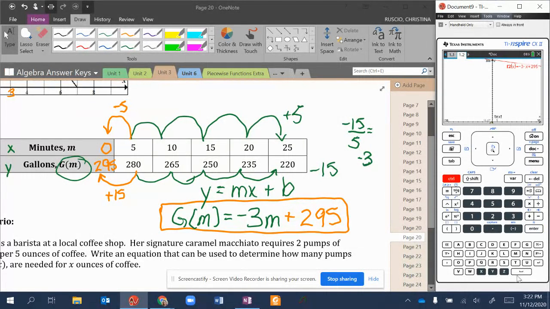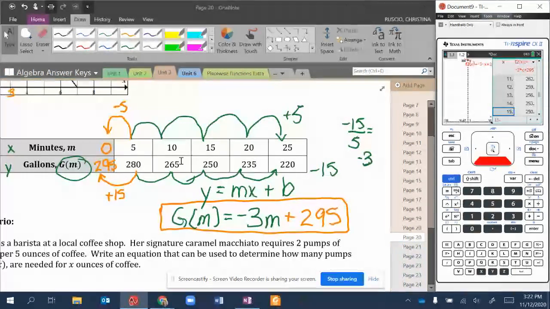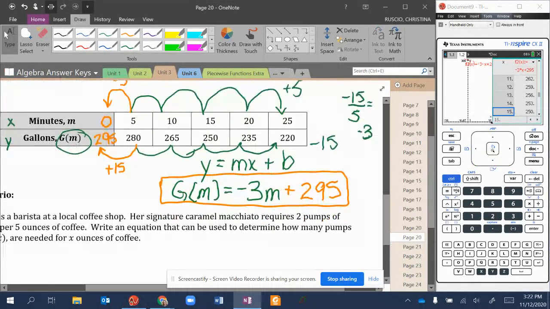But for the sake of what we need it for, let's just look at the table of values. 0, 295. 5, 280. Yes. 10, 265. 15, 250. So we're in very good shape. We now have just proved that our equation here models the table of values that they gave us. All right.